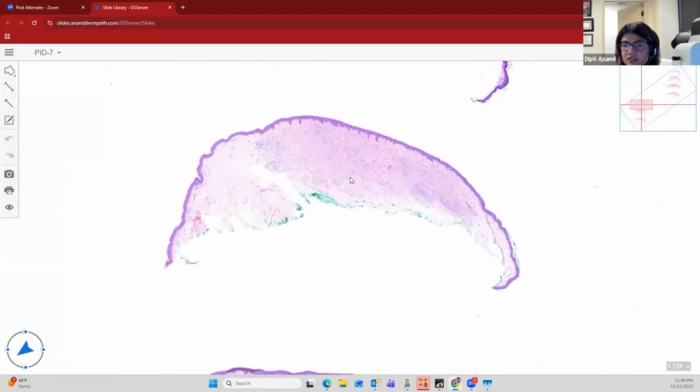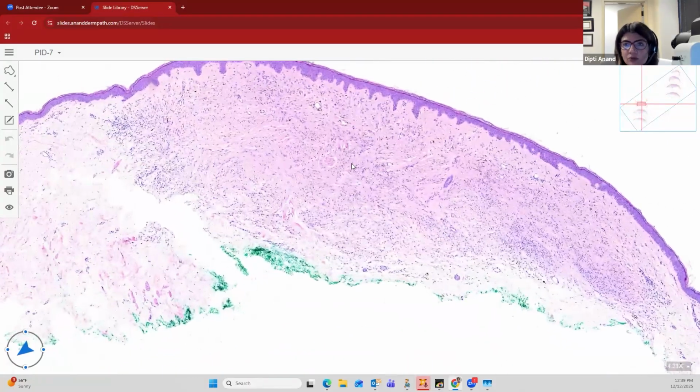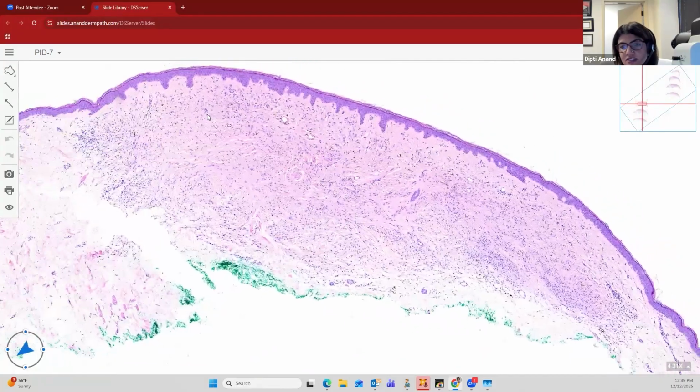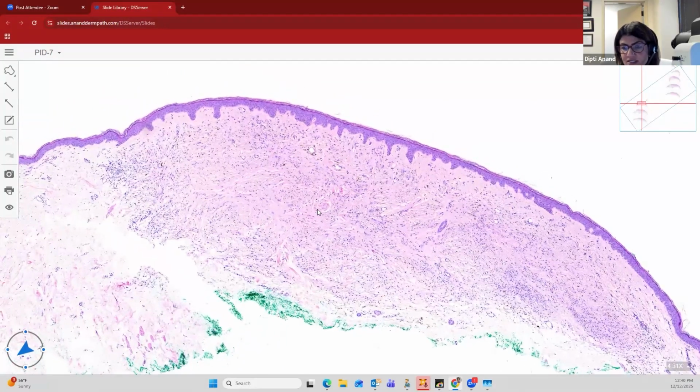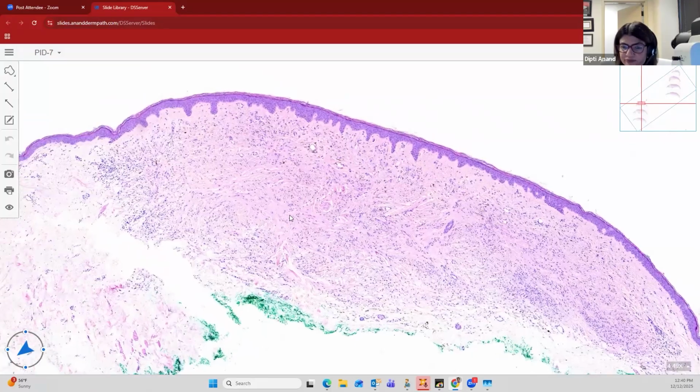So a sclerotic blue nevus on low power looks like a dermatofibroma; they're essentially both going to look the same. You will see that these lesions will have epidermal induction. On low power, a blue nevus sclerotic variant can look very much like a DF. But the difference is, again, recognizing the presence of melanin or hemosiderin.